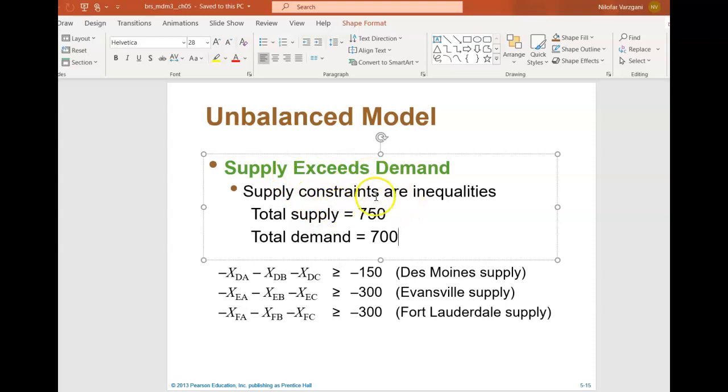So for a situation like this, when your supply exceeds the demand, the constraints that you need to change the sign for would be the supply nodes, in this case Des Moines, Evansville, and Fort Lauderdale. And instead of having an equal sign in there, you're going to have a greater than or equal sign because your supply is eventually going to be higher than the demand. You need to allow for that in your Excel formulation as well.